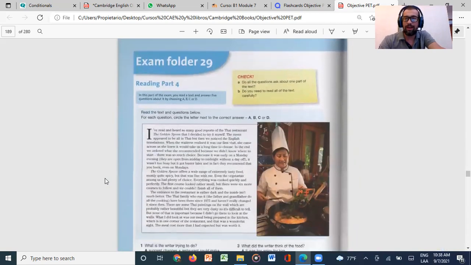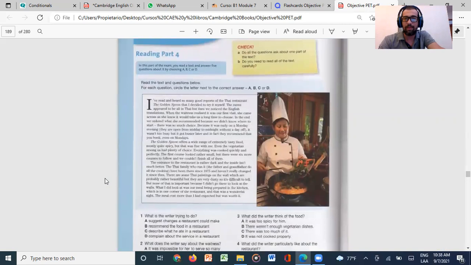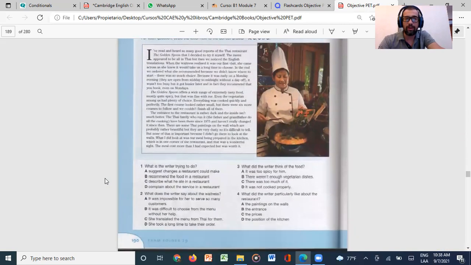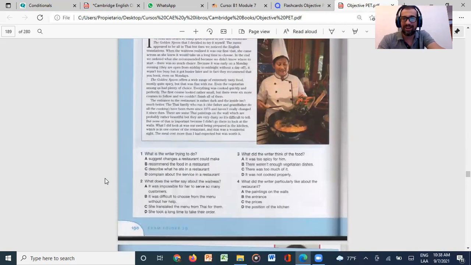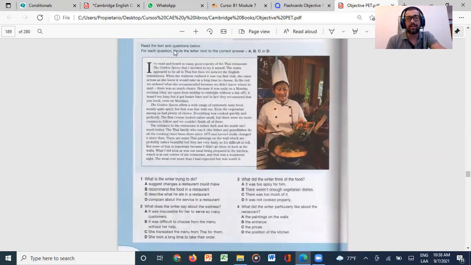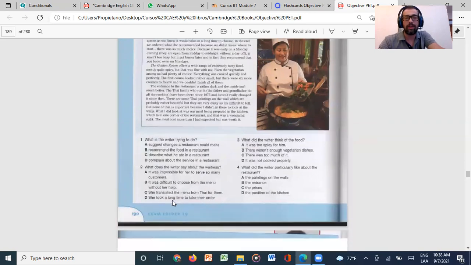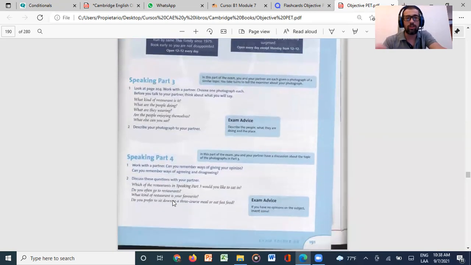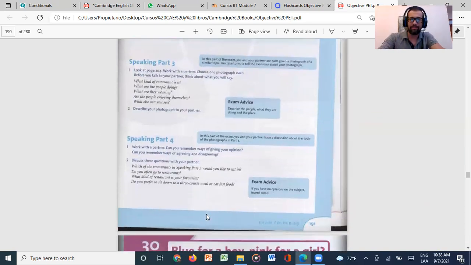Well, of course, we have the reading part. Please keep on working with the reading. It's very important for us to read a lot, right? And it's going to help us with our vocabulary. So in this case, it says read the text and questions below. For each question, circle the letter next to the correct answer, A, B, C, or D. Okay, so it's like reading comprehension, and it's very important for us to do that. We also have some other reading, and we're going to practice these speaking parts in our live classes.